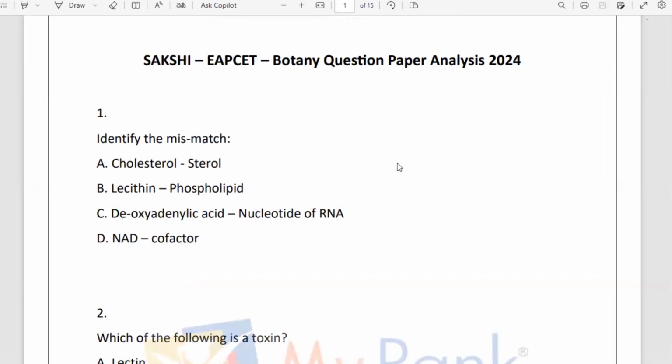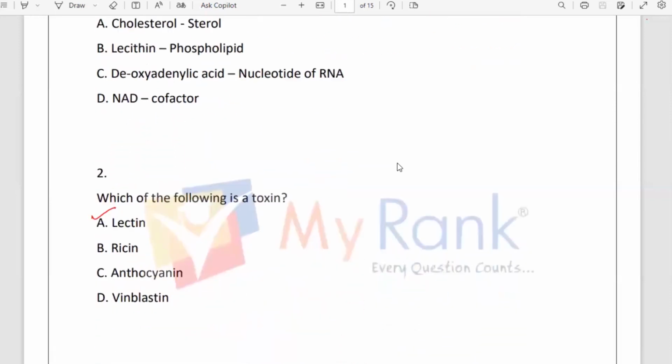Question number one, identify the mismatch. A. Cholesterol is a sterol, lecithin is a phospholipid, deoxyadenylic acid, nucleotide of RNA, NAD, a cofactor. So out of all these things, deoxyadenylic acid is a nucleotide of DNA but not RNA. So C is the mismatch. Then the next question.